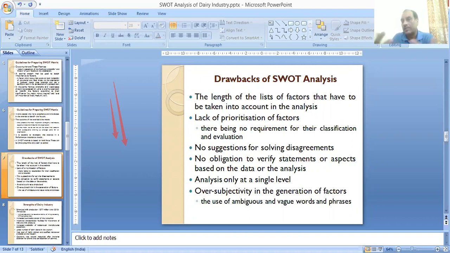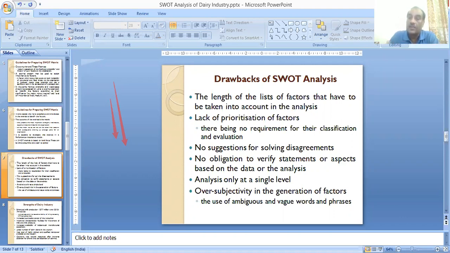We get the list of opportunities, we get the list of threats, we know our strengths, we know our weaknesses, but then there are no suggestions for solving the disagreements. Some people will say during discussion that the factor they are mentioning is the most important. Others will say no, this is very important. Marketing people will say marketing is a challenge. Production will say production is a challenge, production is very important, production should be given importance.